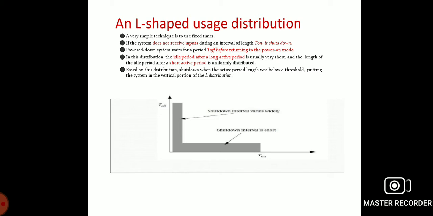Based on the distribution, the system is shut down when the active period length is below a threshold, putting the system in the vertical position of the L distribution method. We can see the structure of the L-shaped distribution method: the off time and on time intervals due to the fixed time interval. So the shutdown interval varies widely and the shutdown interval is short.